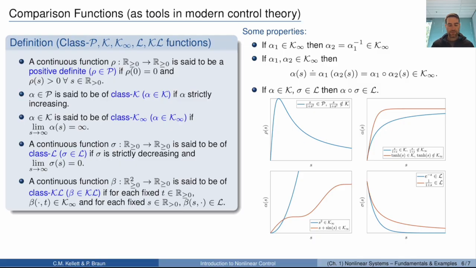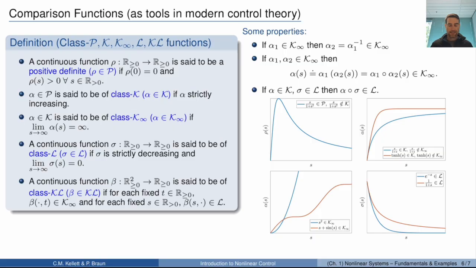The next class of functions we are going to need are K functions. These are positive functions, but additionally they are strictly increasing by assumption. So this function here is not strictly increasing. It has a maximum over here. But then to the right we see two examples of K functions: 0 at 0, continuous, strictly monotonically increasing.